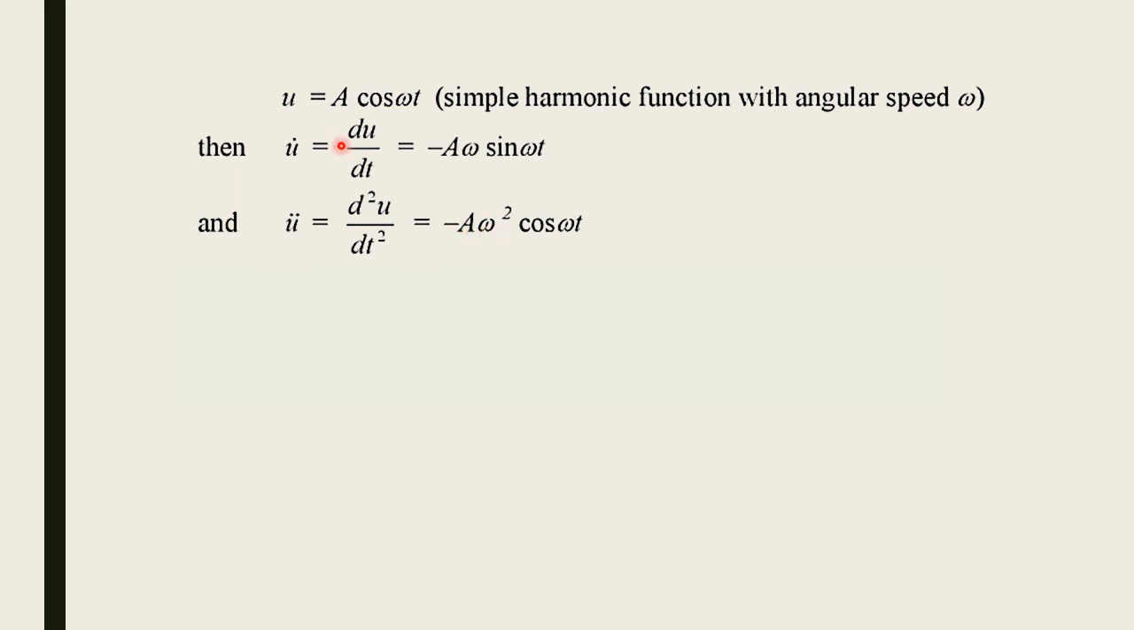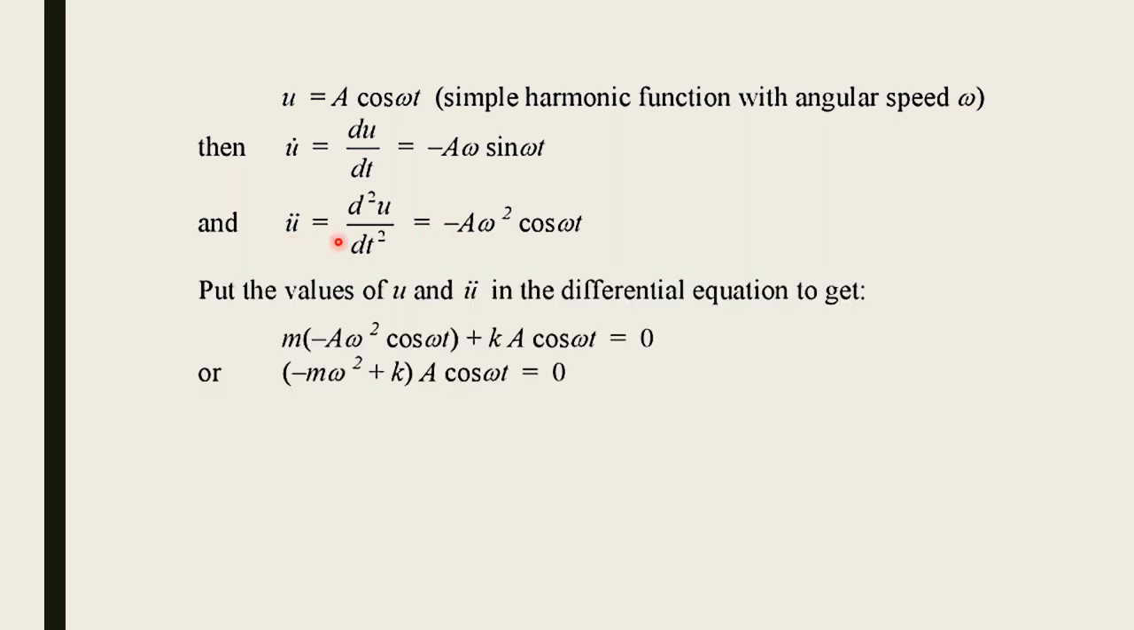I will now put the values of u and u double dot in the second order differential equation. Put the values of u and u double dot in the differential equation to get this. Okay, now I am taking a cos omega t common. The rest is minus m omega square plus k.